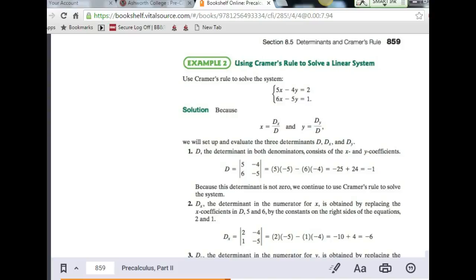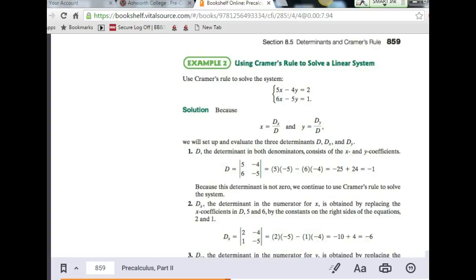Hello, today we're looking at section 8-5 about determinants and Cramer's rule. This is example 2, found on page 859 of your Pre-Calculus Part 2 textbook. This is using what's called Cramer's rule.